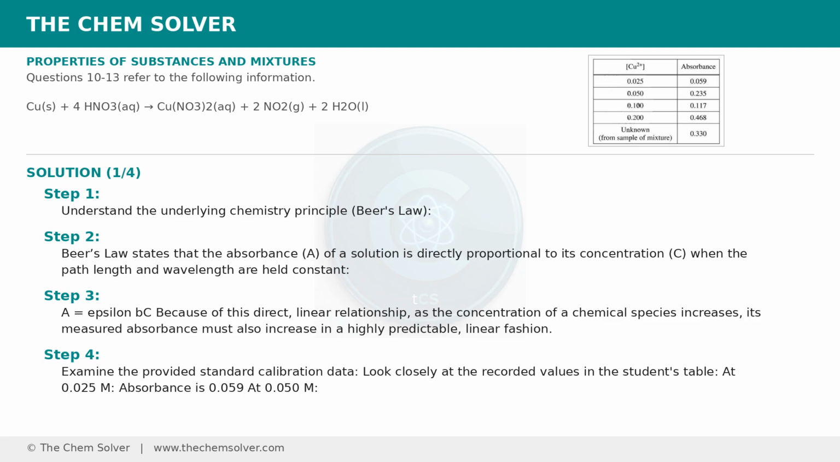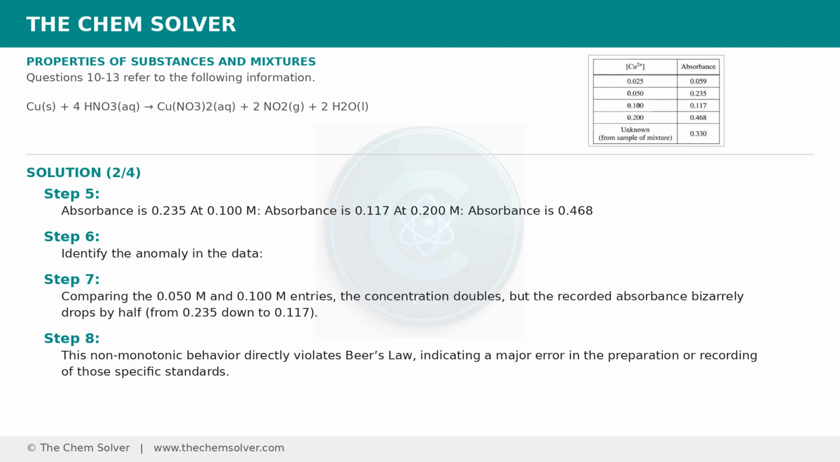Examine the provided standard calibration data. Look closely at the recorded values in the student's table. At 0.025 molar, absorbance is 0.059. At 0.050 molar, absorbance is 0.235. At 0.100 molar, absorbance is 0.117. At 0.200 molar, absorbance is 0.468.